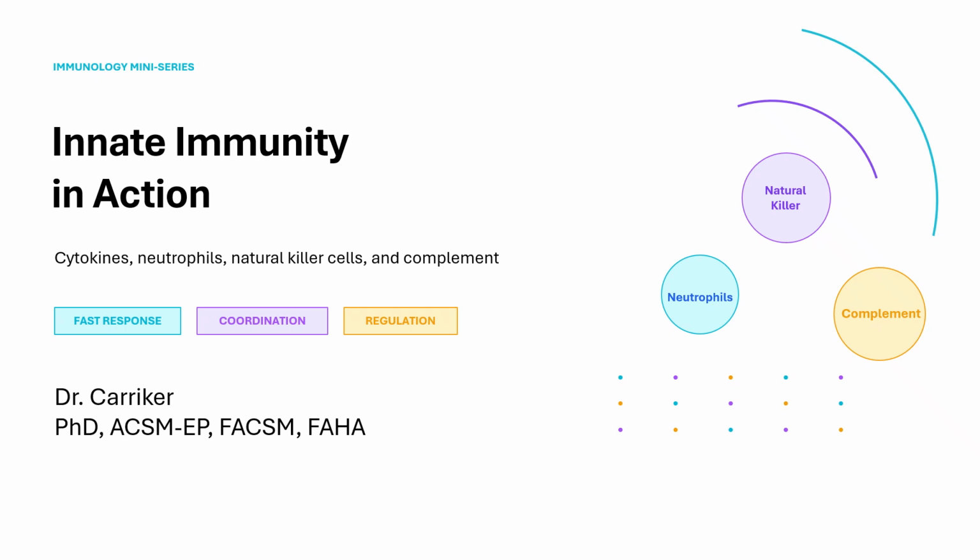In this segment, we stay with the innate immune system, but now we move from the general overview into the actual players that do the work. So, if a patient develops redness, swelling, pus, fever, or an early response to infection, these cells and proteins are usually at the center of the story. And so, we're going to look at neutrophils, natural killer cells, and complement.